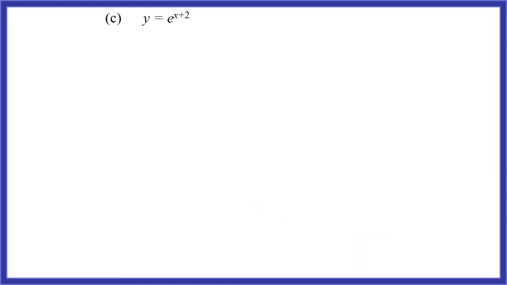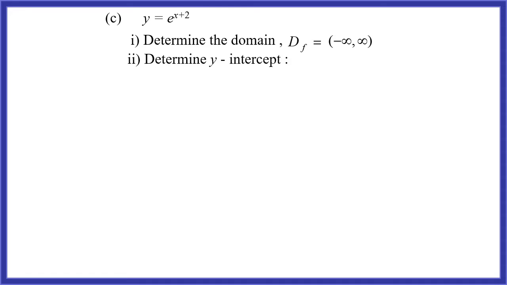Okay, so for example C, y equals e to the power of x plus 2. So we repeat the same steps. We determine the domain first. So always negative infinity to infinity for exponential. And then find the intercept. So when x equals 0, y equals e to the power of 0 plus 2, right? e to the power of 0 plus 2 is e to the power of 2. So we have (0, e squared) as the intercept.